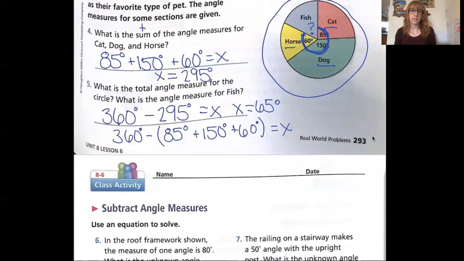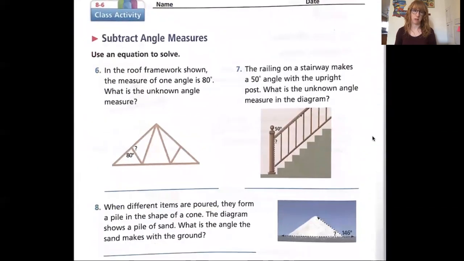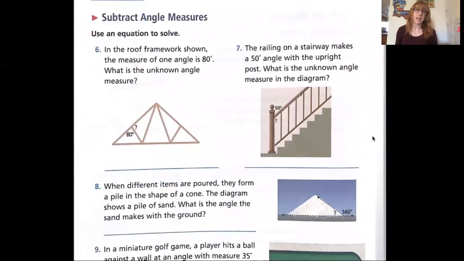Okay, so that's it for adding angles. And now we're going to go into subtracting angle measures. So again, using what we know about different angle measures, and knowing that a straight angle is 180 degrees and a right angle is 90 degrees, it's important to continue to remember.